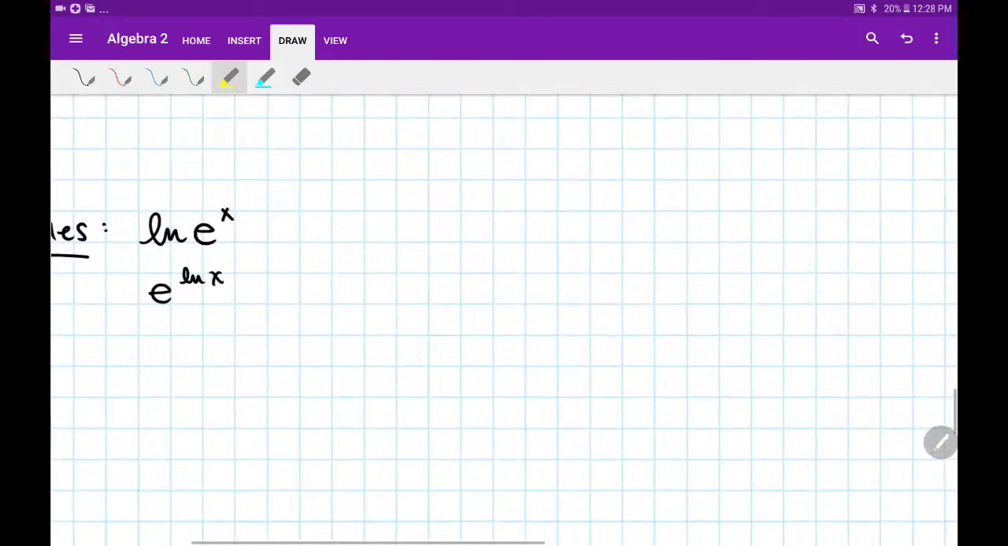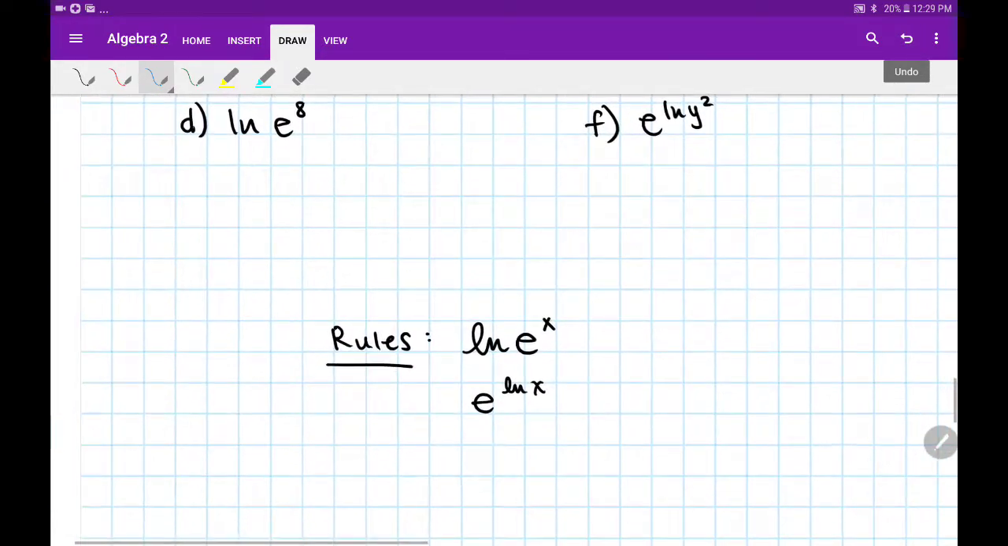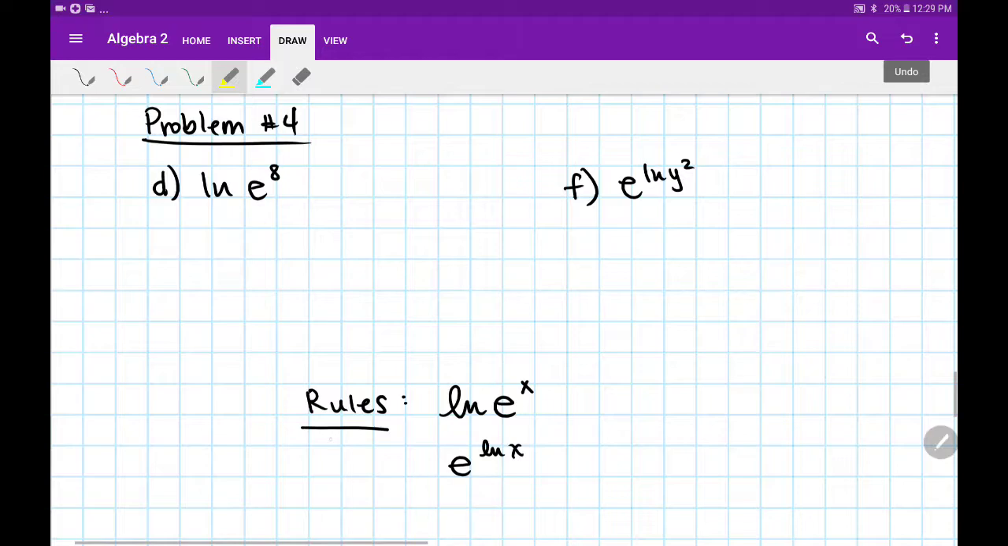All right, so let's do our very last problem. Problem number 4 looks like, if you observe all the different questions, you see a lot of ln e to the power, and then you also see e to the ln of some other numbers. So for these problems, you really just have to know these rules, okay? So write down these rules with me.